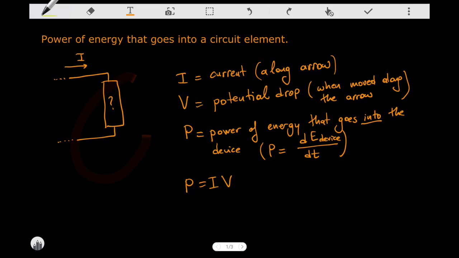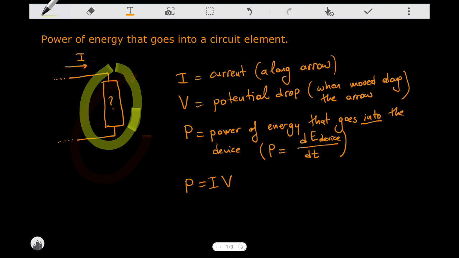Hello, in this video I'm going to talk about the power of energy that goes into a circuit element. So here is the situation. I have some kind of a device in here. I don't know what it is, I don't care. This might be a resistor or a battery or a capacitor, or it might be very complicated.